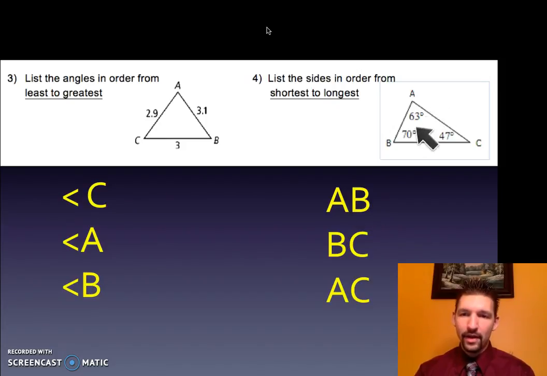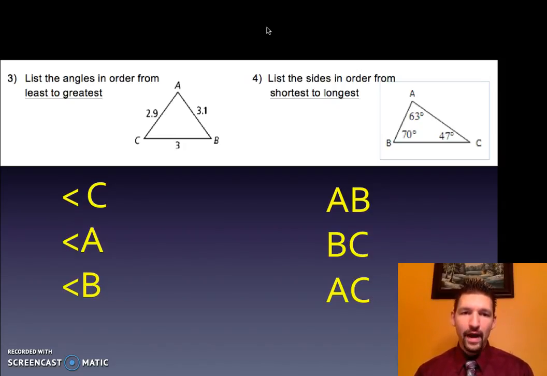We can then look and say, okay, 70 and 63. Well, 63 is the next smallest, and that is across from BC. So BC is our middle side. And our biggest one up here is 70, which is across from AC. So AC has to be our largest side.